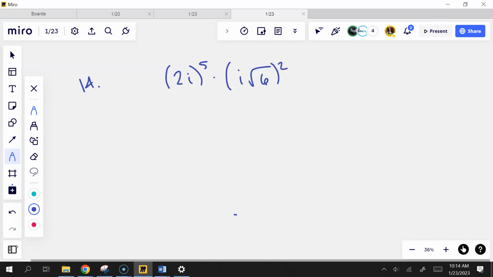Because I'm multiplying inside the parentheses, I can distribute that exponent. That's the only reason when you multiply or divide, not when you do anything else. So this would be 2 to the 5th, i to the 5th, times i to the 2nd. And then what is the square root of 6 squared? 6. Multiplication is commutative, so I can multiply in any order that I want. So 2 to the 5th is 2, 4, 8, 16, 32.